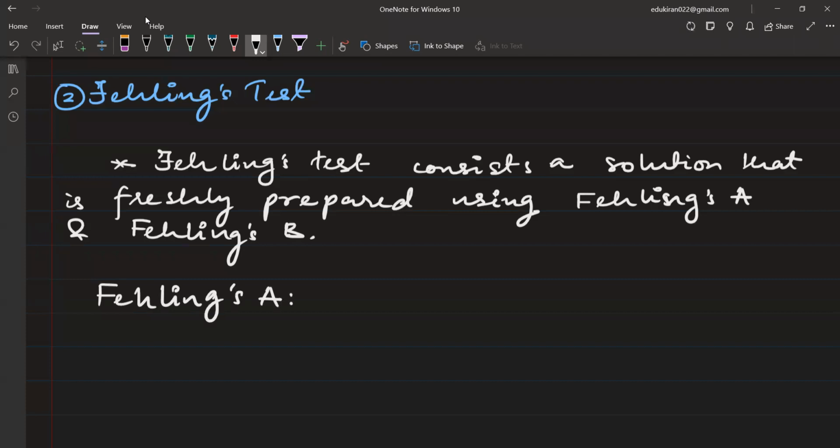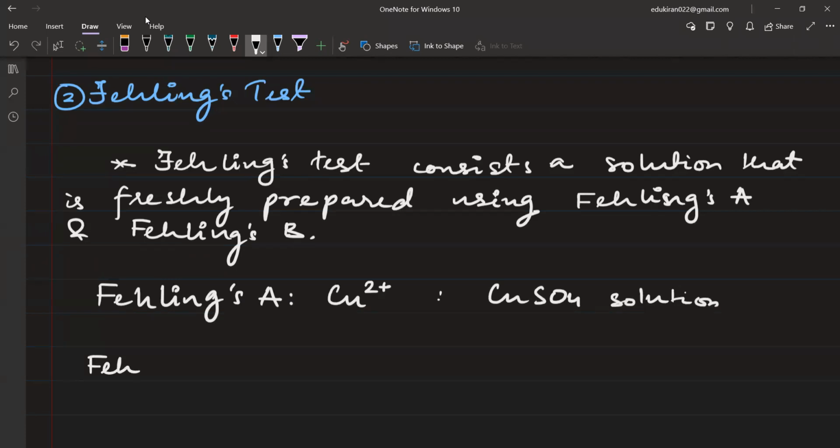Now in Fehling's A, you should have Cu2+. What should you have? Cu2+. So how do we take Cu2+? We take Cu2+ from CuSO4 solution. Okay. So we have CuSO4, but what is required? What is the main thing here? Cu2+. Okay. So Fehling's solution A is what? CuSO4 solution.